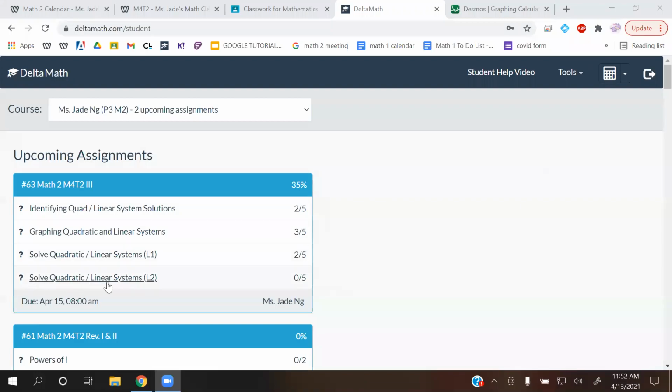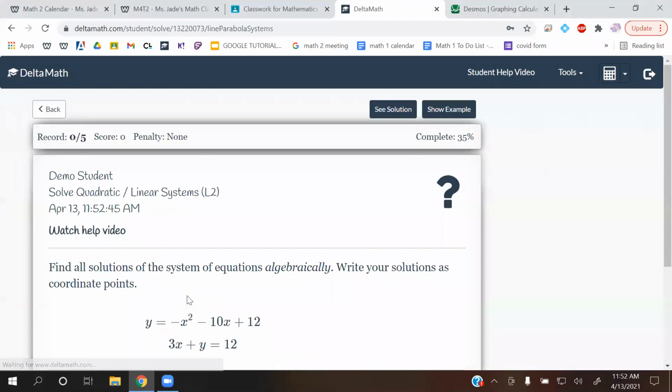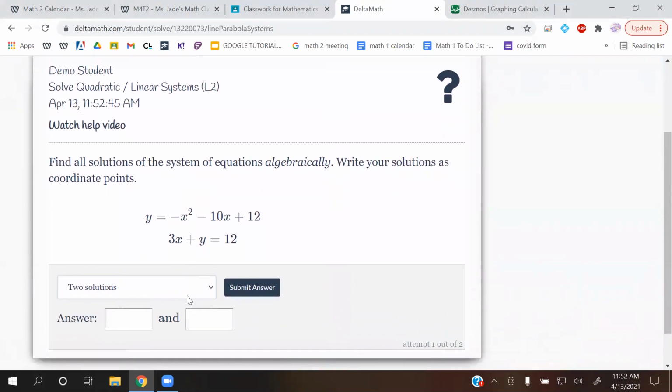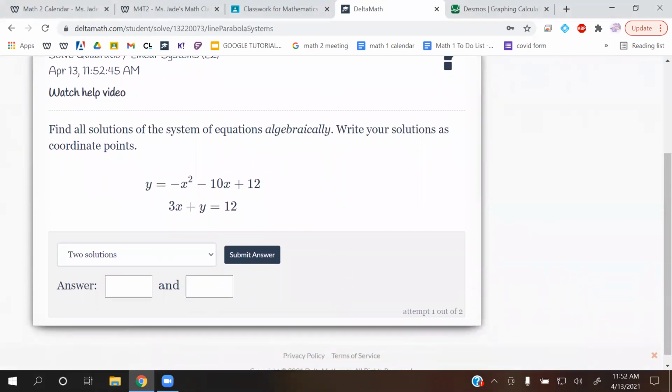Last one is solve quadratic linear systems level 2. So it's just a slightly harder version of the first one. All right, so first thing we want to do, it's still the same steps though, it's just slightly harder equations.